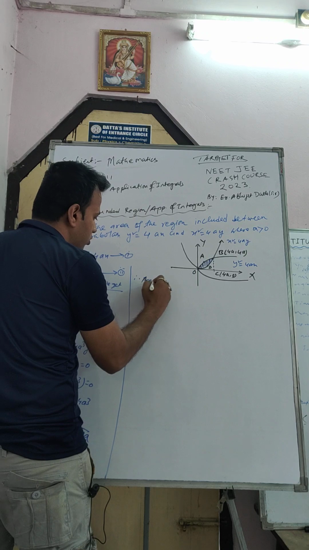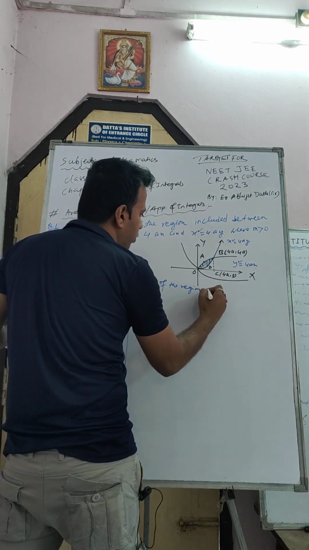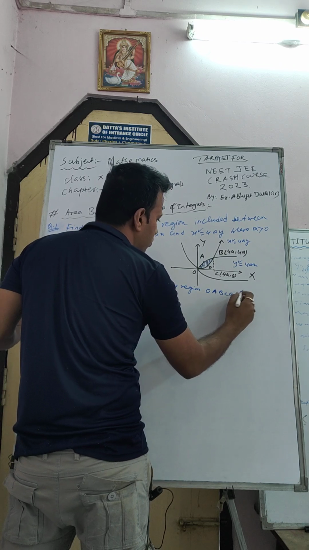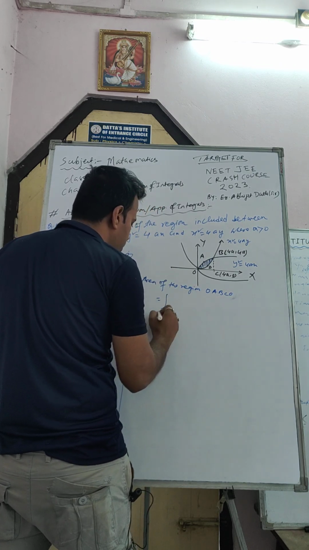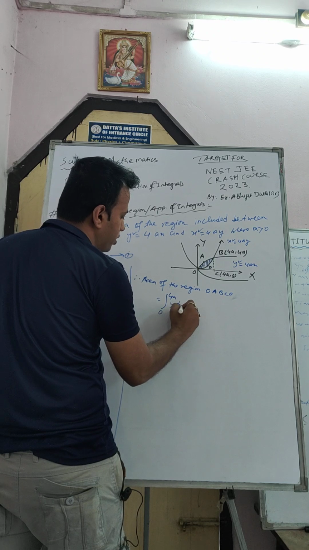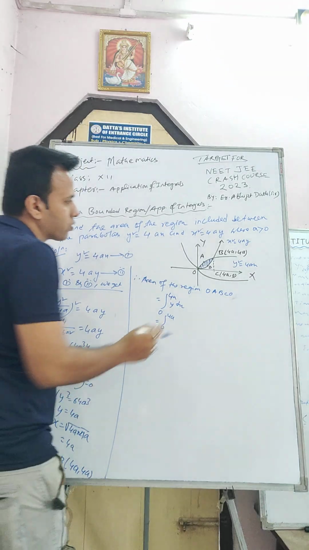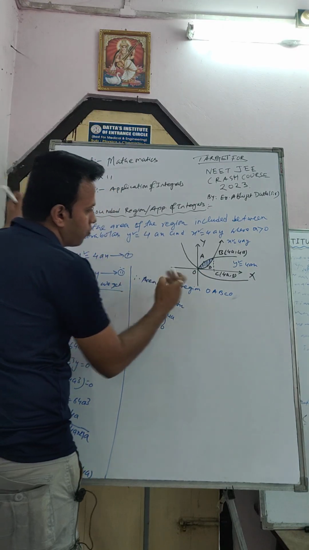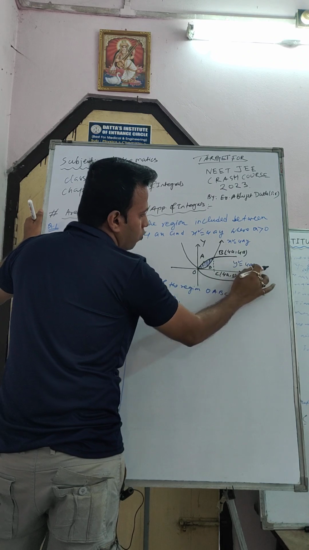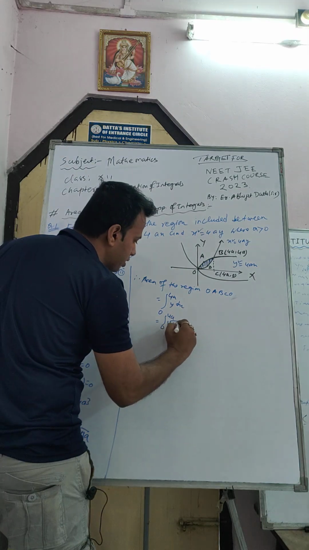Therefore, the area of the region OABCO is equal to the integral from 0 to 4a of y dx. Which curve is this? Look here: if you draw a line in the curve, the curve is y square equal to 4ax. Here y will be root over 4ax, so it is root over 4ax dx.